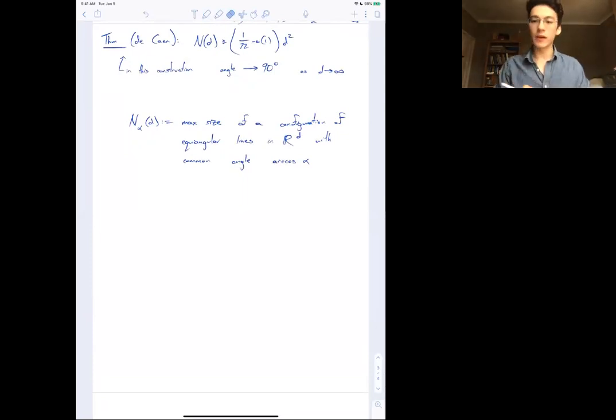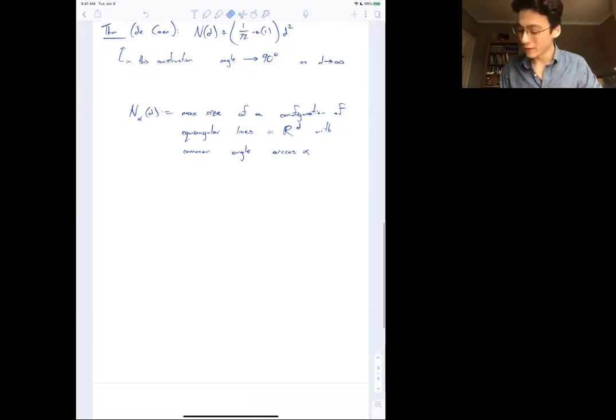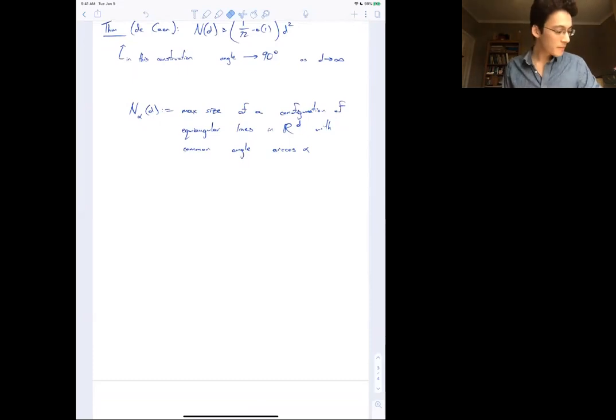Studying the values of n alpha of d was a question that was even posed around the 70s as just a way to get at the value of n of d, because n of d is just the maximum of n alpha of d over all values of alpha. So if you can figure out this finite question, you solve the n of d question.